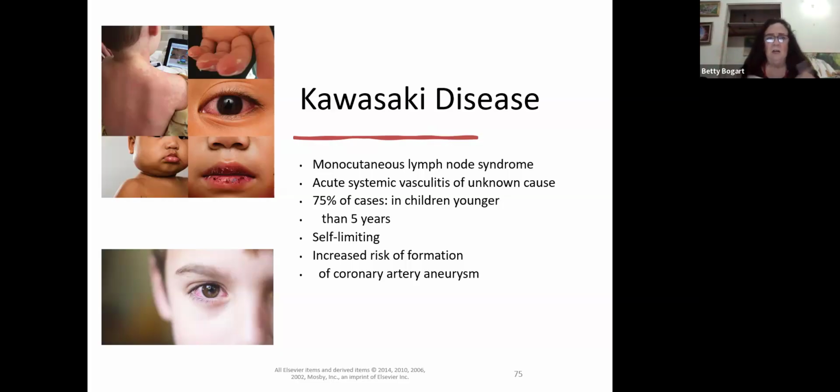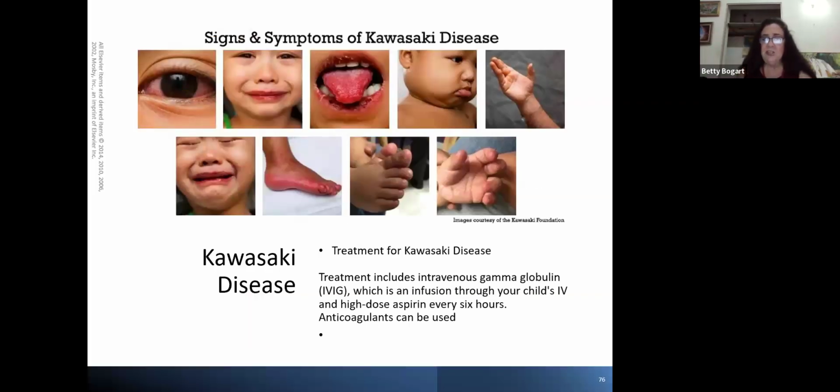Okay. Now, what is our big concern here? This is just a problem with systemic vasculitis, right? Well, they're worried about the coronary arteries. They could have an aneurysm and burst, and that would be the end of the child. So, treatment, we've got this itis going on, this vasculitis. So, we want the body to try to help itself. So, we're going to give intravenous gamma globulins, IVIG. And then we're giving high dose aspirin.